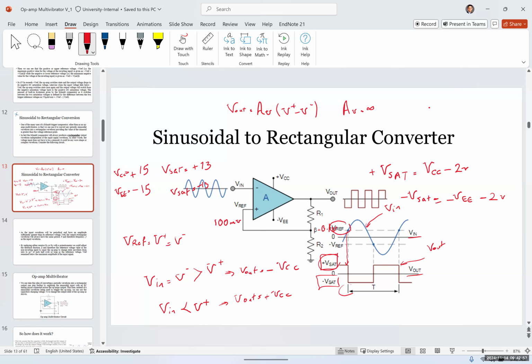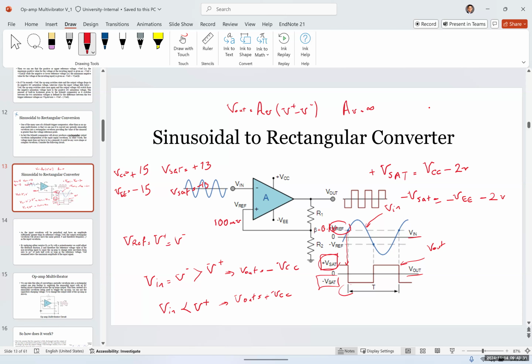So now how can we change the frequency of this multi-vibrator? Simply, we have 2 ways actually to do that. One, we can change the frequency of the sinusoid input, which usually is not the case. It's very difficult to change this frequency unless it's connected to a function generator. The other way to do that, which is the easier way, is by simply changing the reference voltage.